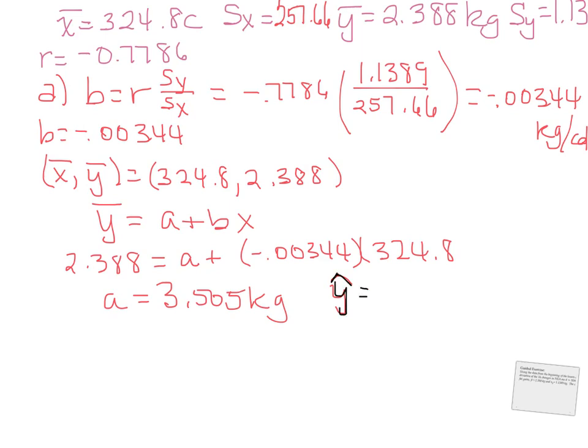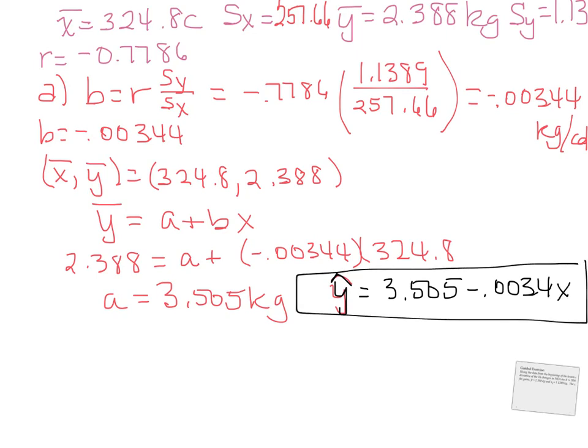So our equation is y hat, let's change colors. Y hat equals 3.505 minus 0.0034x. This should look like the equation I gave you at the beginning of the chapter, but we actually did this ourselves and showed you how to do it.